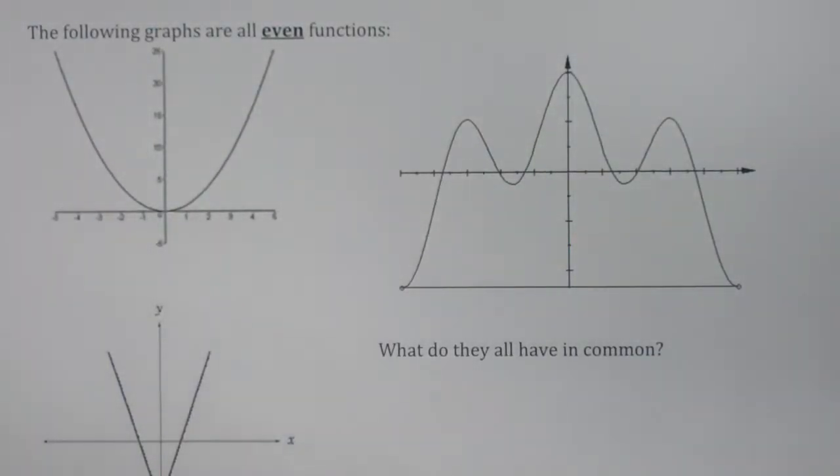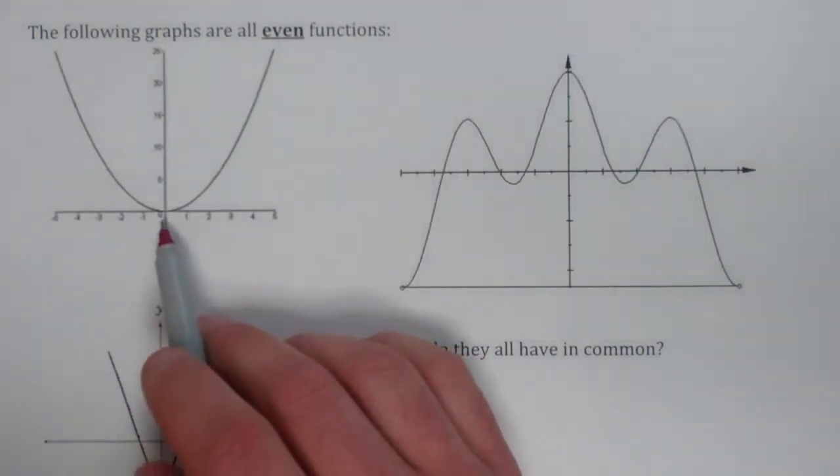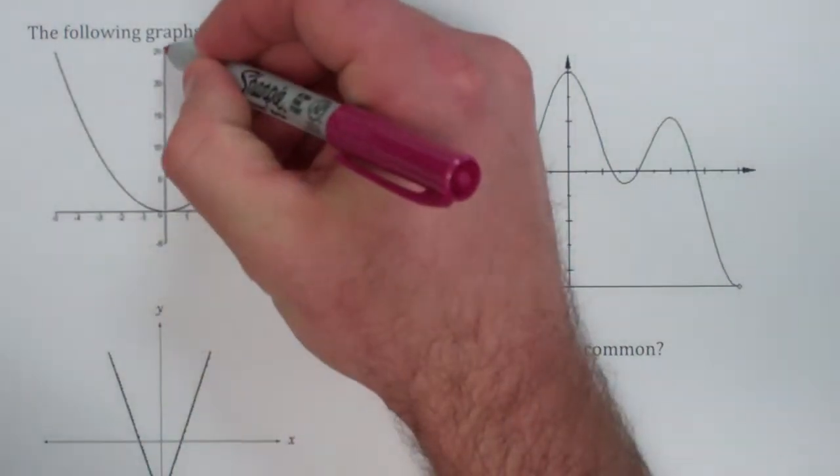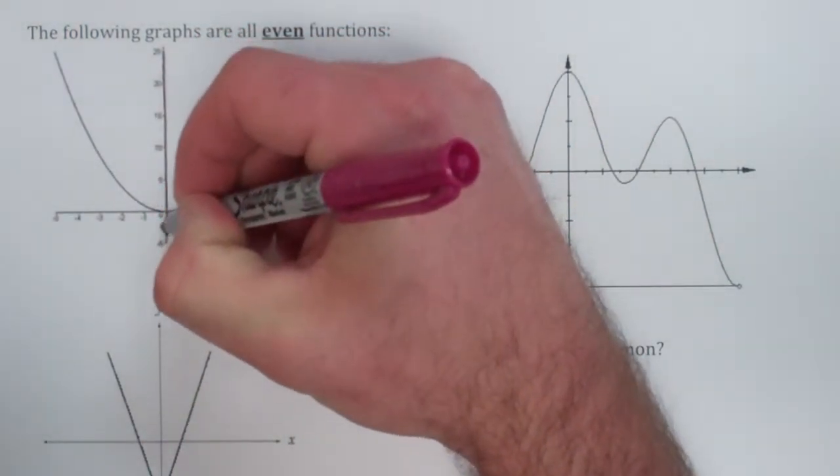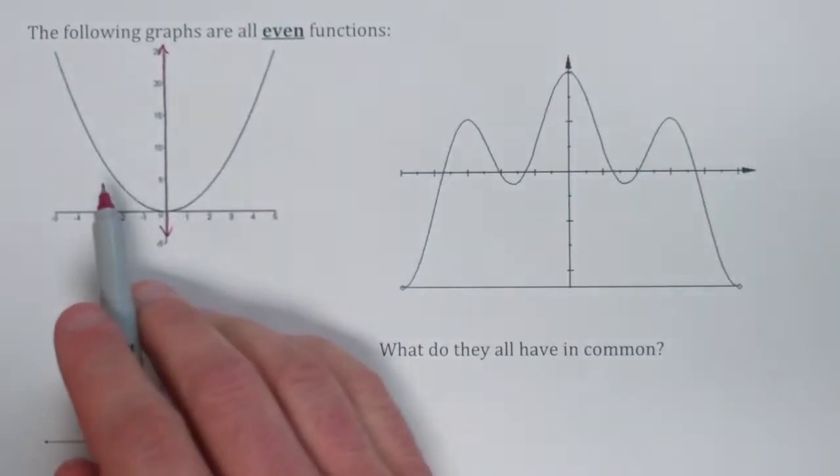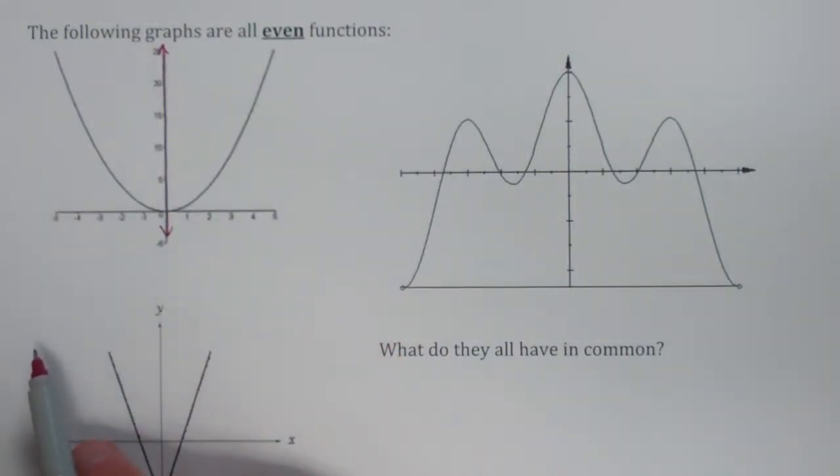The following graphs are all even functions. Let's take a look and see what they have in common. This is a parabola, and it looks like if we drew a line right here on the y-axis, that the left side would be a mirror image of the right side. So it appears as though this graph has symmetry about the y-axis.